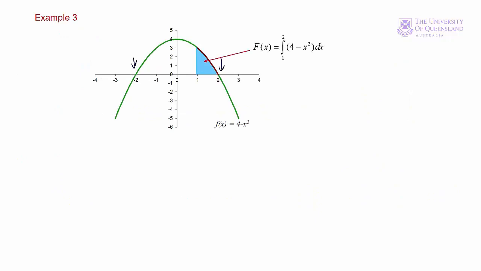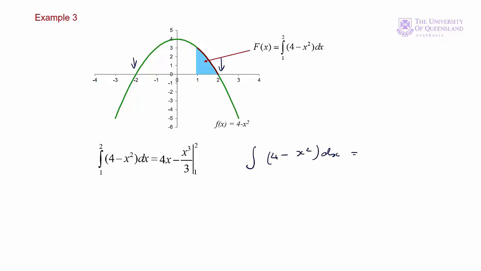Big F of x is the integral of little f of x between 1 and 2. That's the blue shaded area. So we're integrating there. Just going through that in a little bit more detail, the integral of 4 minus x squared dx.